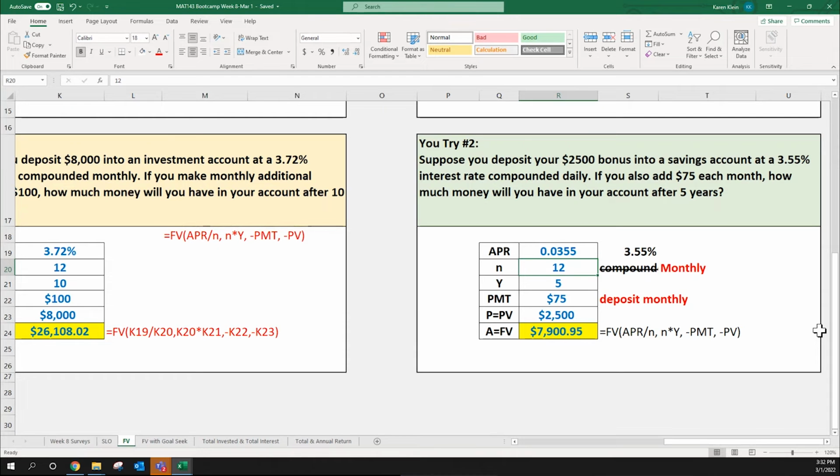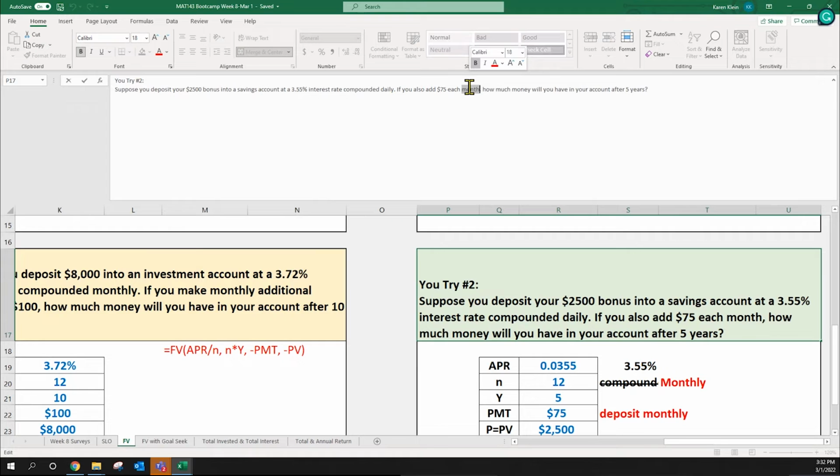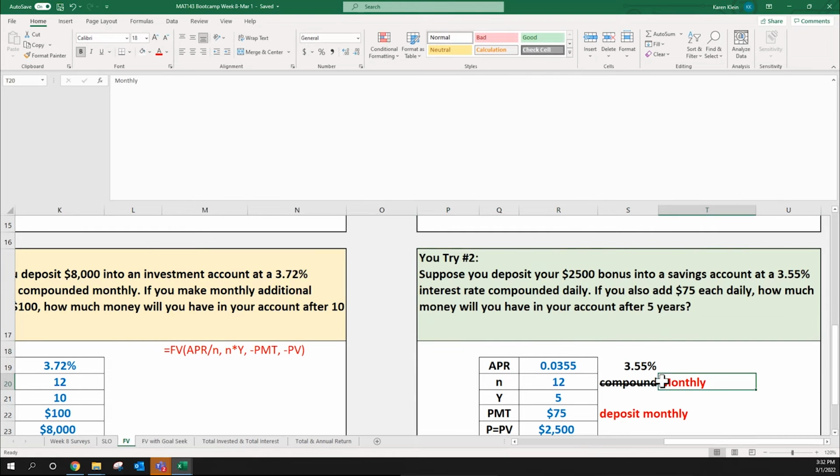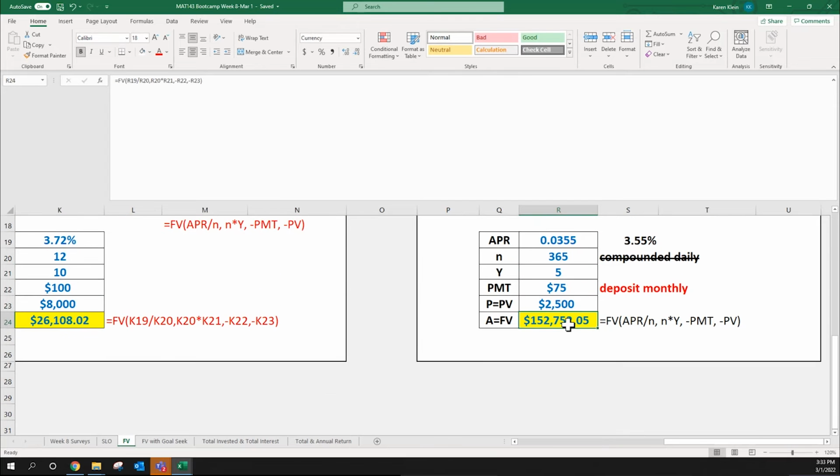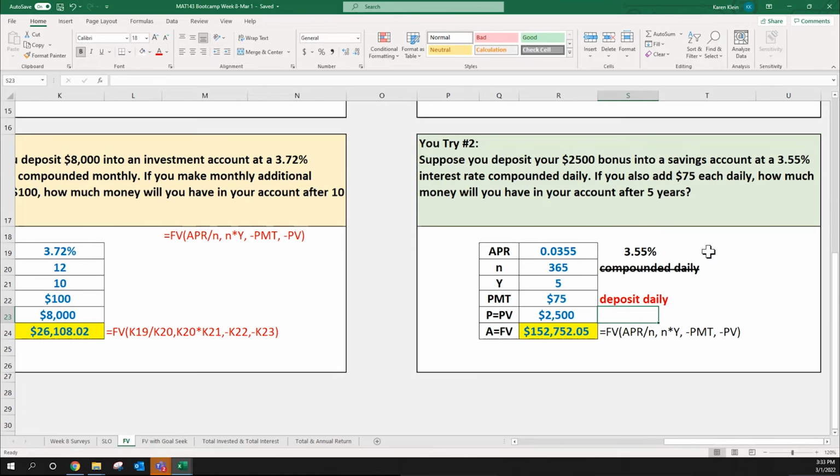So basically, what only changes is if our payment is done monthly, then you'll have to change N. So if here, in this one, I change this and it said I had $75 daily, then I could use the compounded daily. So then I would change this back to 365. And that's the reason why I have so much money in that account, because not only am I paying interest every day, I'm also depositing $75 daily. So that's the only way that that would stay the same, is if what we are compounding and our deposits are matching up.